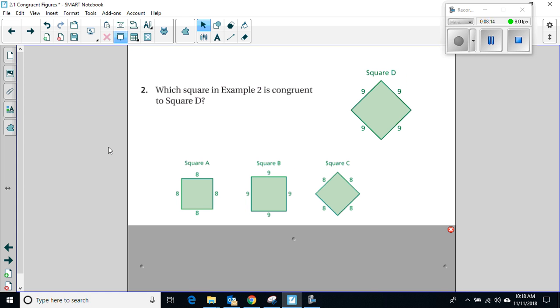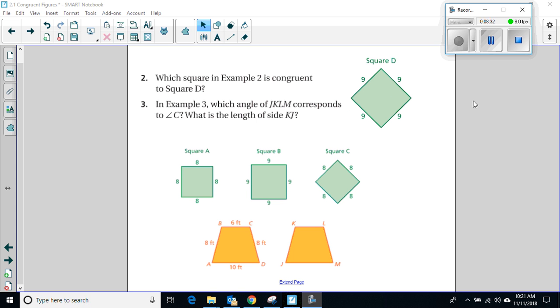Let's take a look at square D in this next example. Which square from example 2 is congruent to square D? So is it square A, B, or C? Go ahead and pause the video and explain why square D is congruent to square A, B, or C. Okay, we'll go over the answer in just a minute.